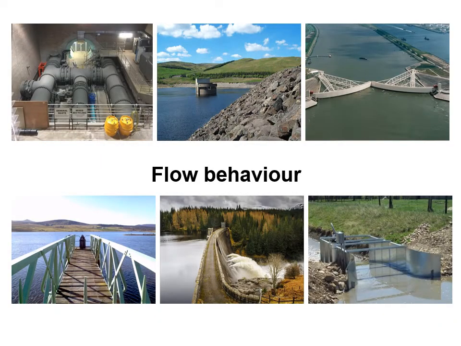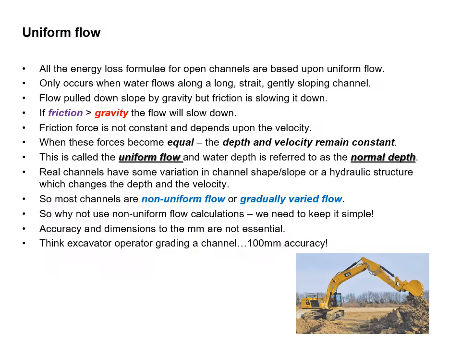So we're now going to look at some of the factors that affect flow behaviour. So we're just going to go back to the subject of uniform flow. All the energy loss formulae for open channels are based upon uniform flow. It only occurs when water flows along a long, straight, gently sloping channel. The flow is pulled down the slope by gravity, but friction is slowing it down. So if friction is greater than gravity, then the flow will slow down. The friction force is not constant, and it depends upon the velocity. And when these forces become equal, the depth and velocity remain constant. And this is called uniform flow, as I've explained before. And the water depth is referred to as the normal depth.